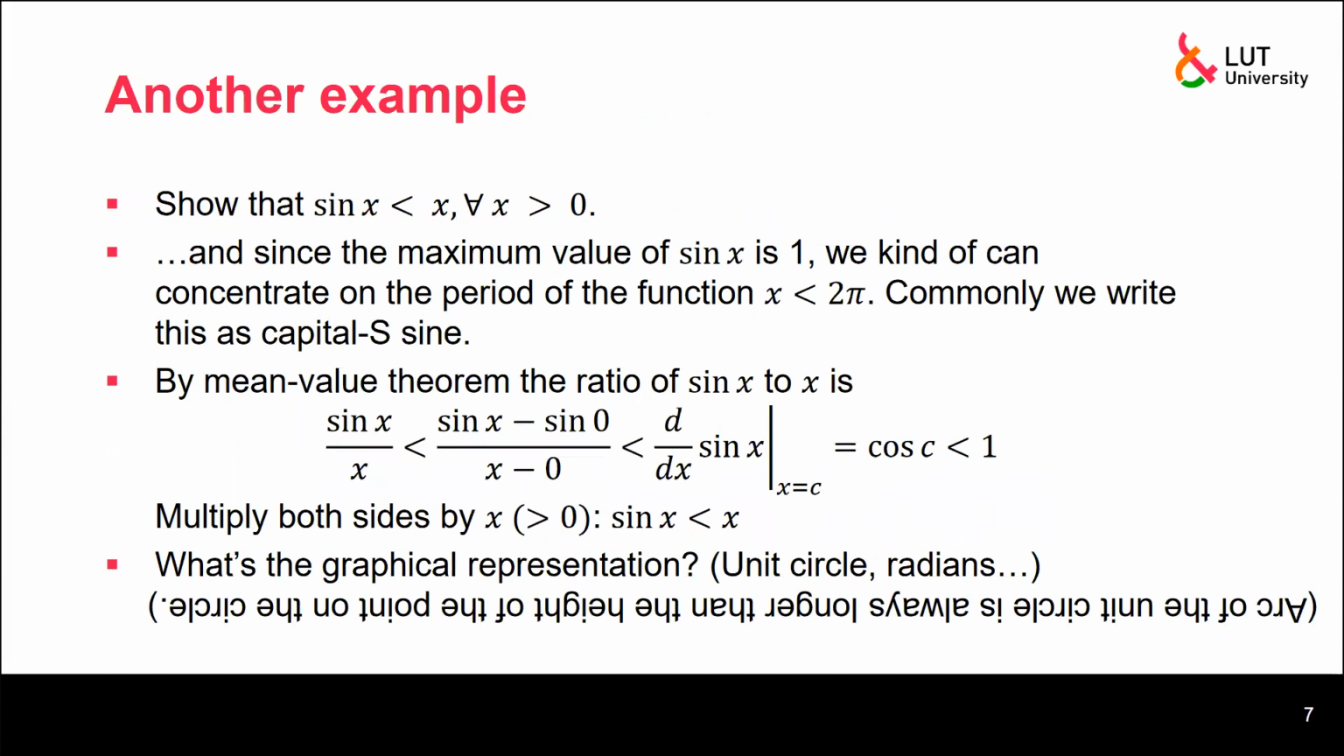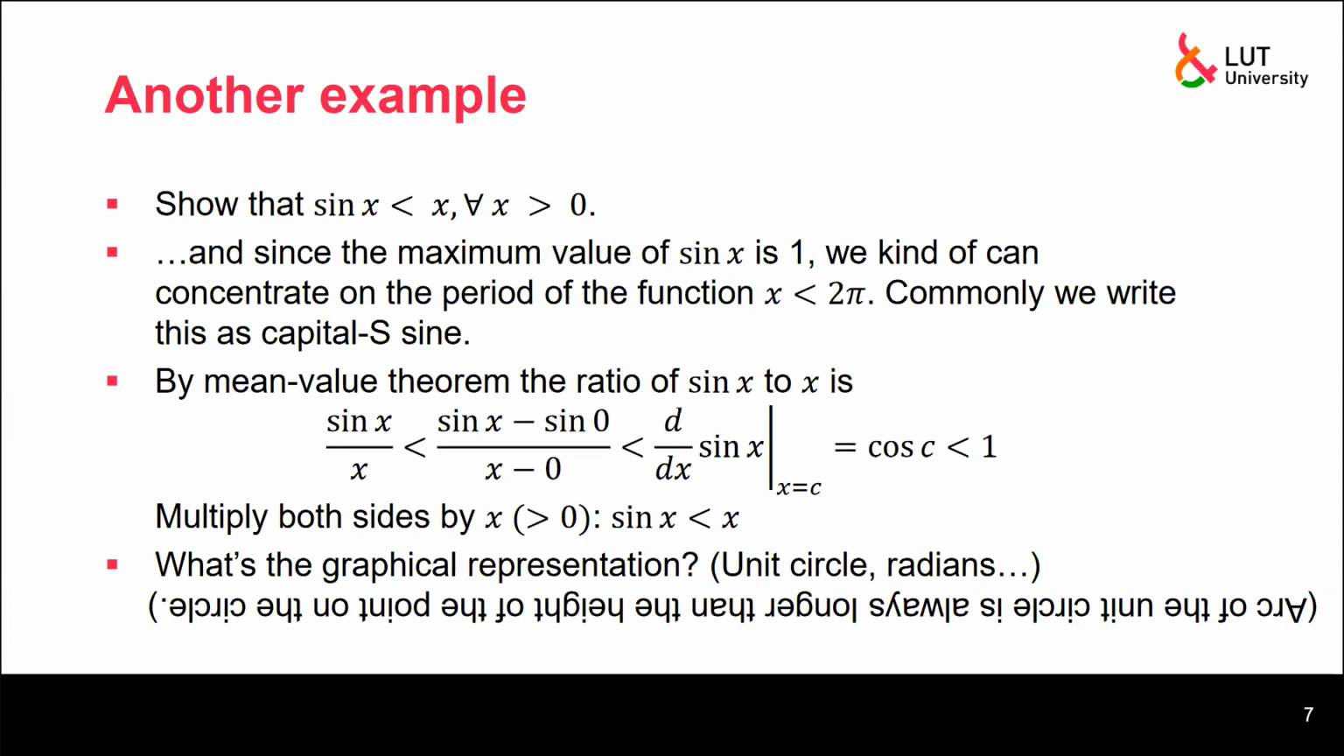Okay, another example. So this is closer to how we could use the mean value theorem to prove stuff. So we want to show that sine x is smaller than x for all possible values of x that are larger than 0.